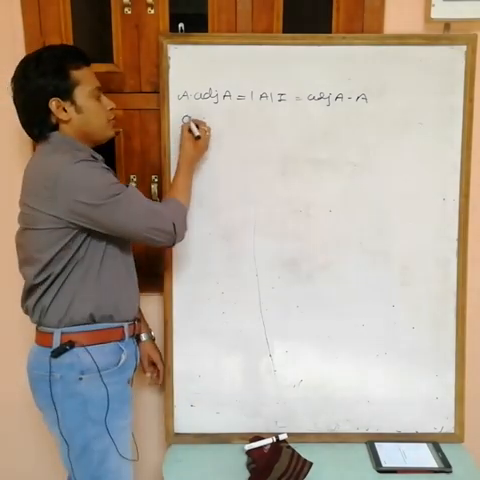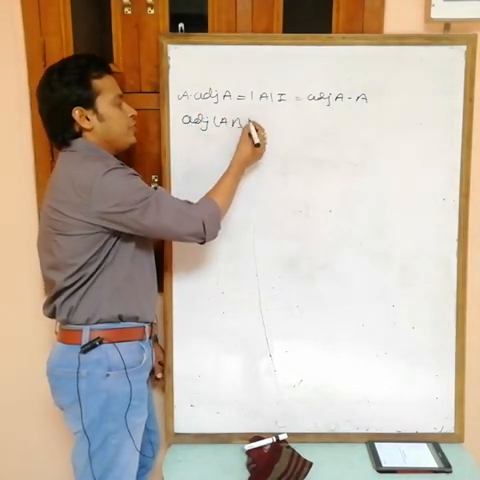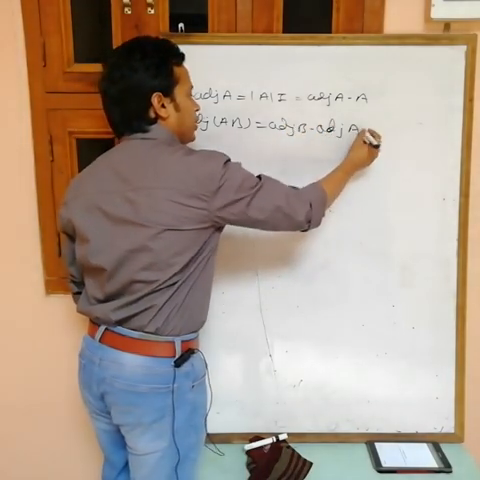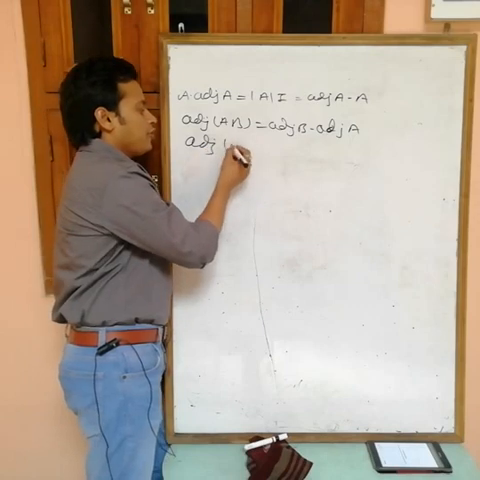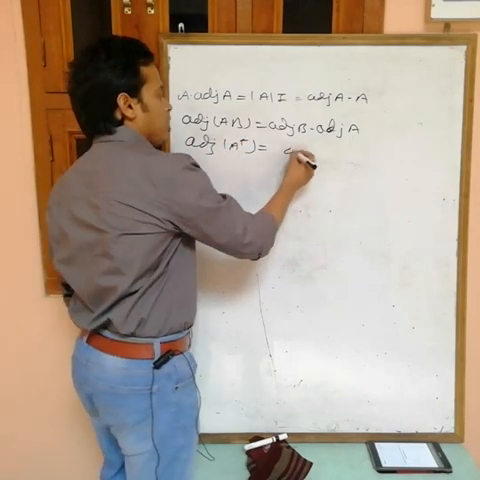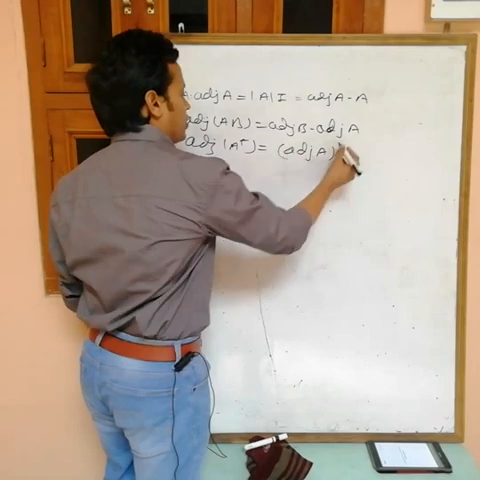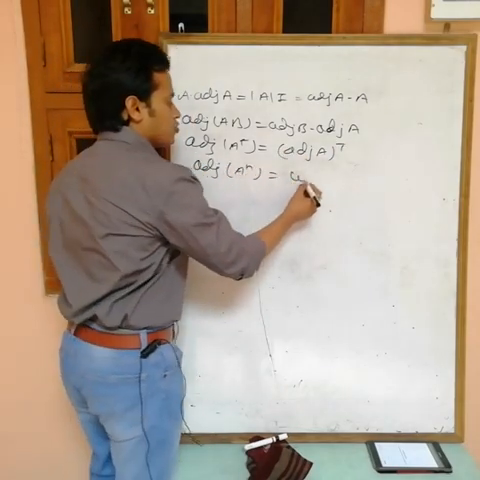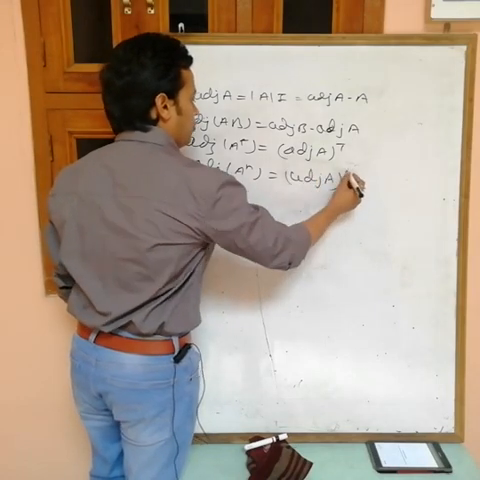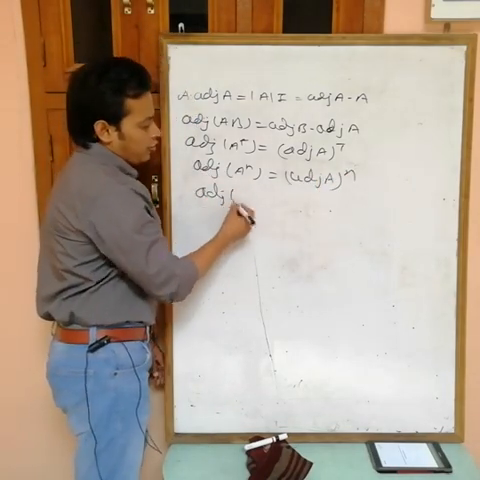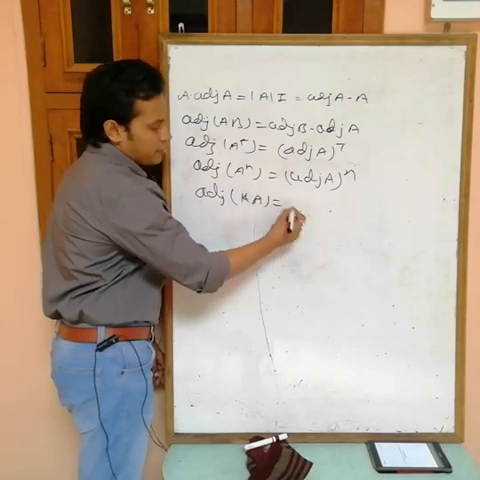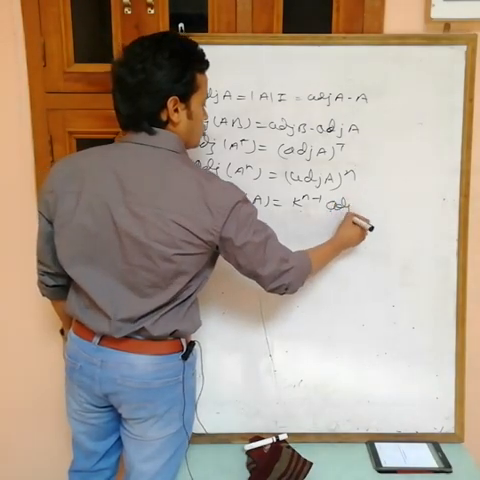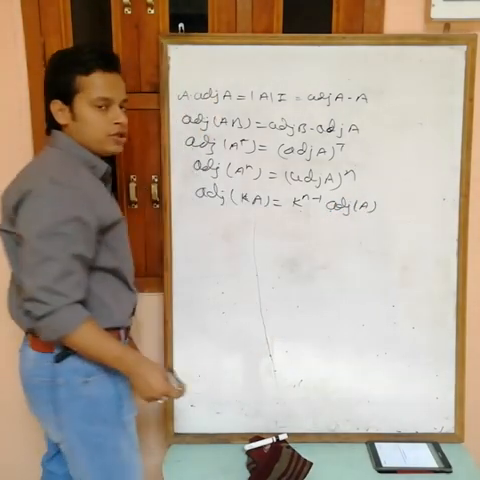Adjoint of A into B is equal to adjoint of B into adjoint of A. Adjoint of A transpose is equal to adjoint of A whole transpose. Adjoint of A power n is equal to adjoint of A whole power n. Adjoint of K into A, where K is any constant, is equal to K power n minus 1 adjoint of A, where n is the order of the matrix.